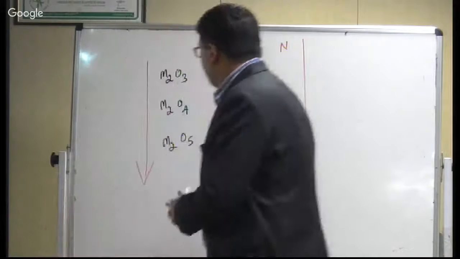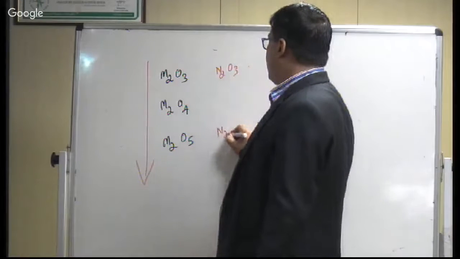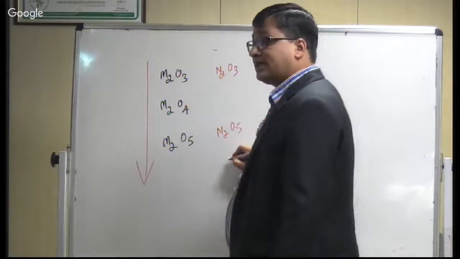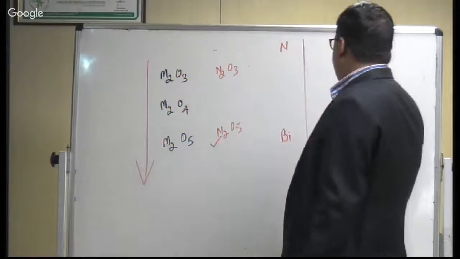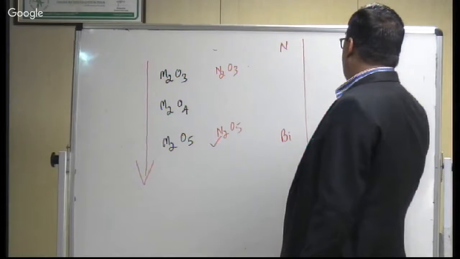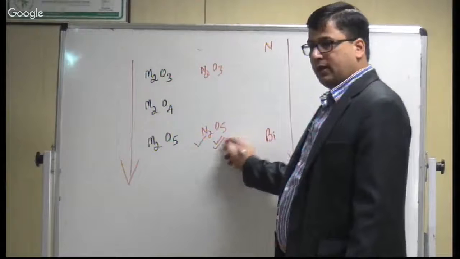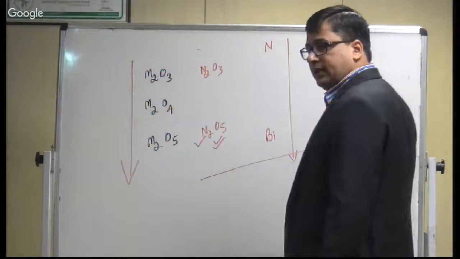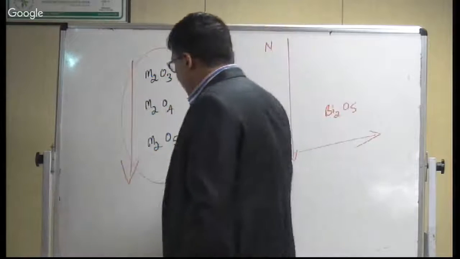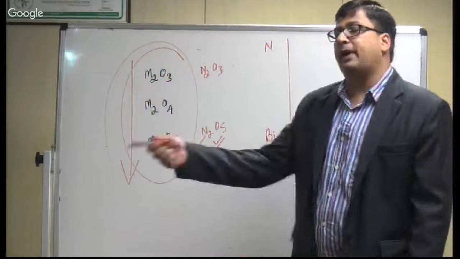Means if I compare N2O3 and N2O5, which is more acidic? Yes, N2O5. If I compare Bi2O5 and N2O5, N2O5 is more acidic. So in this direction acidic strength decreases. Is it clear? So these are the 3 main oxides, and all oxides when treated with water give respective acids.